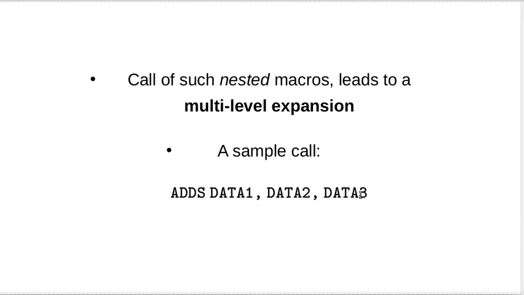Because ADDS has three arguments, we are supposed to place three arguments, and each of these arguments is tallied with the respective positional dummy argument, right? Like data1 is being tallied with arg1, data2 is being tallied with arg2, and so on and so forth, right? So this is the whole concept of nested macros and multi-level expansion.